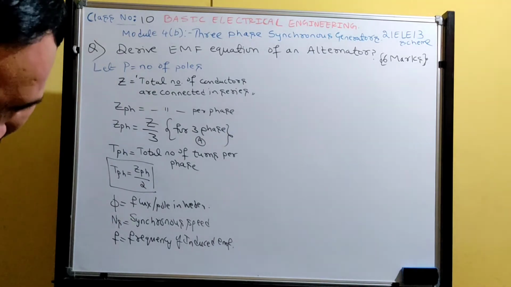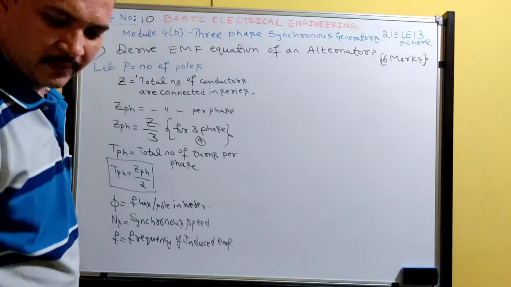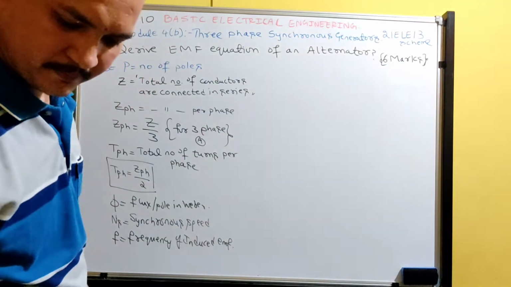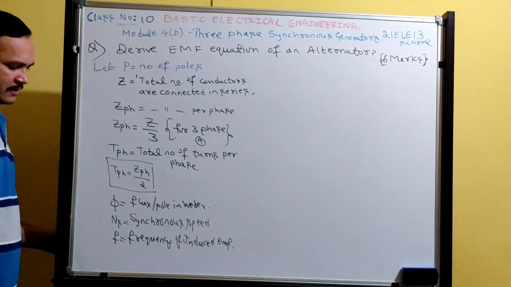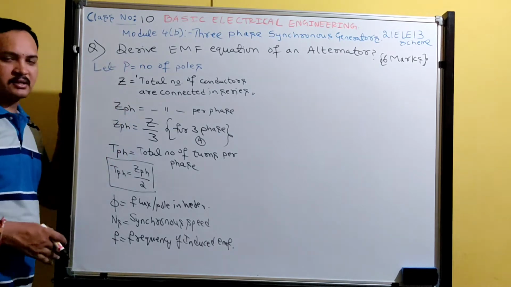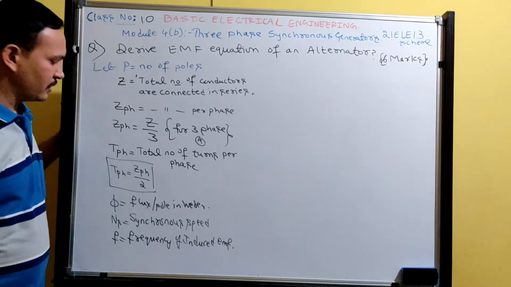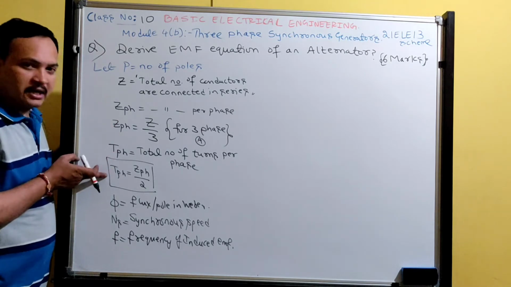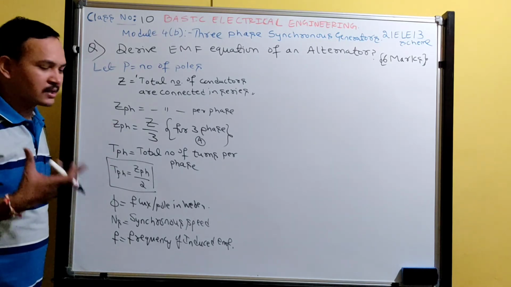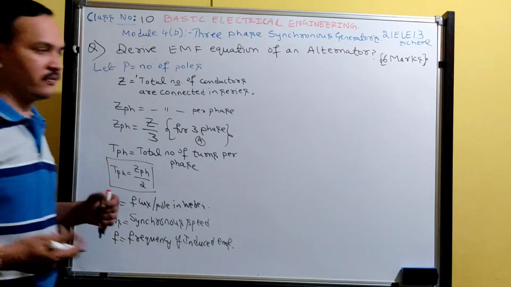So this black marker is not working. Let me take another black color. Okay, black marker. Frequency of induced EMF. So these are the notations I am going to use in the derivation. Let me give clarity on what Z_PH and T_PH are, what a turn is, and what a conductor is.